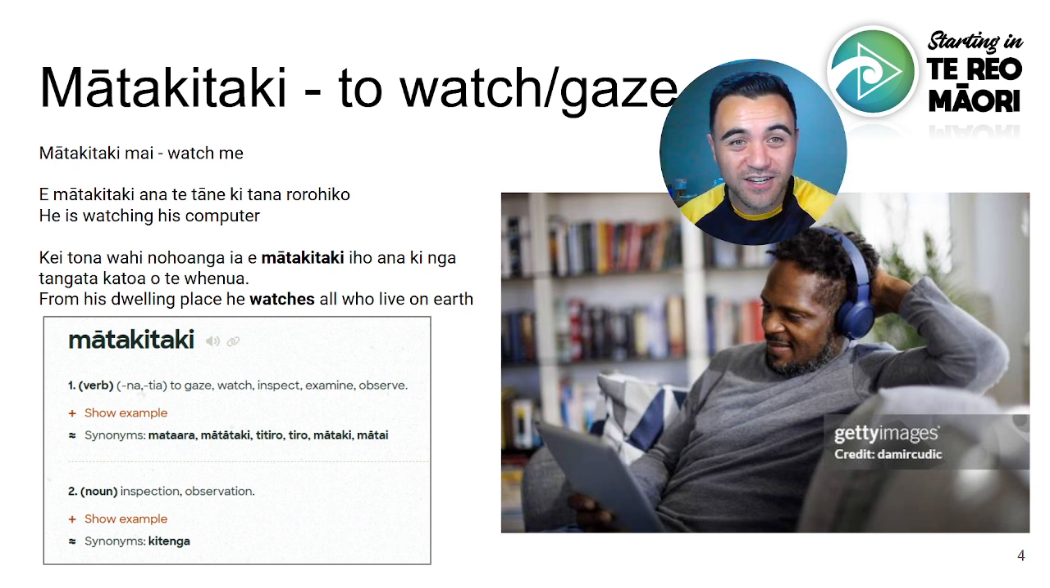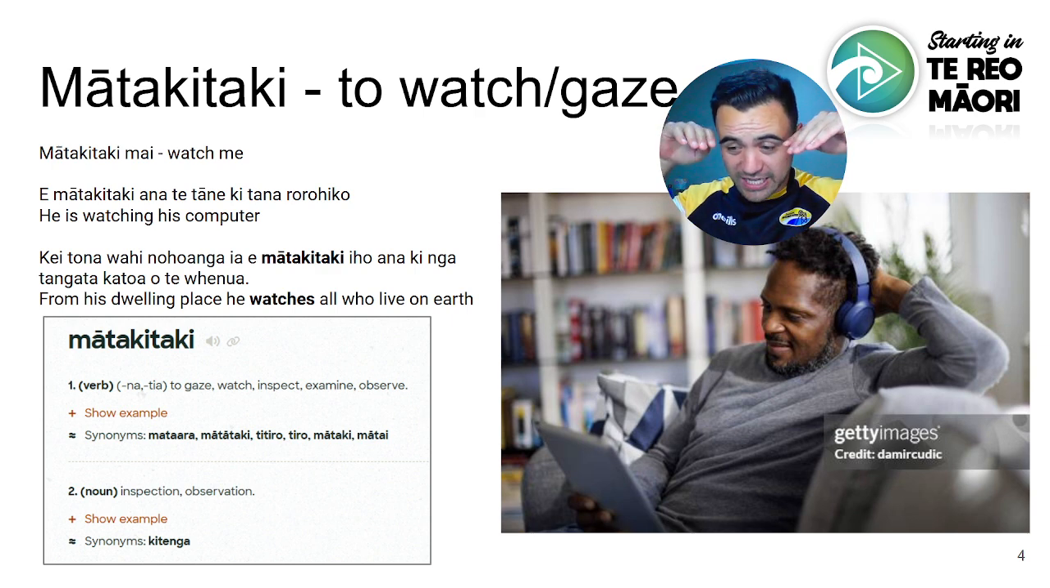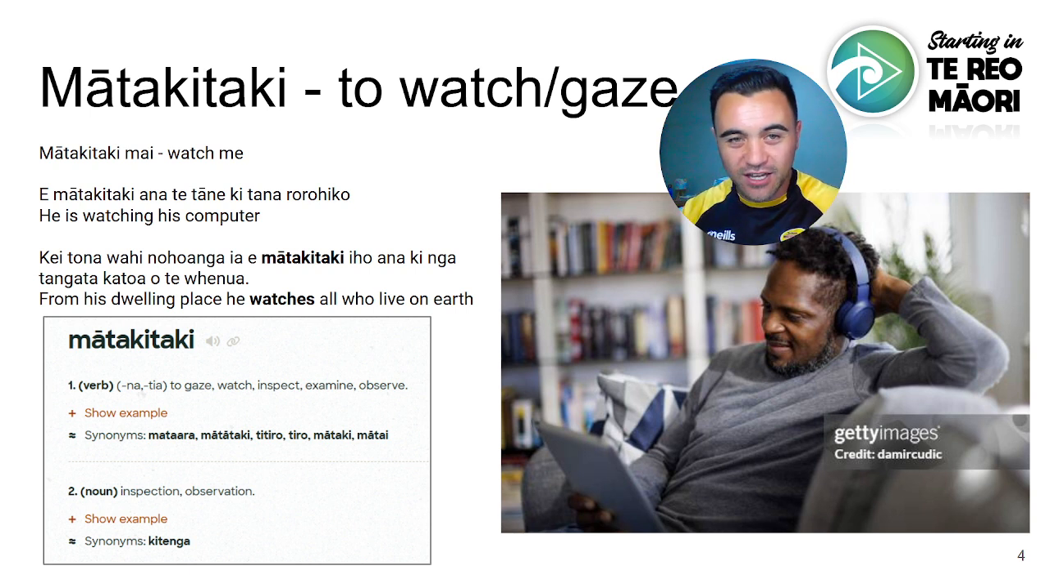E mātakitaki ana te tāne ki tāna rorohiko. The man is watching his computer. Kei tōna wāhi nohoanga, ia e mātakitaki iho ana ki ngā tangata katoa o te whenua. From his dwelling place, he watches all who live on earth. E mātakitaki iho ana ki ngā tangata katoa o te whenua. From his dwelling place, he watches all those that live on earth. So there's where he is in his dwelling place, looking. He's watching with intent, gazing down on the people on earth.